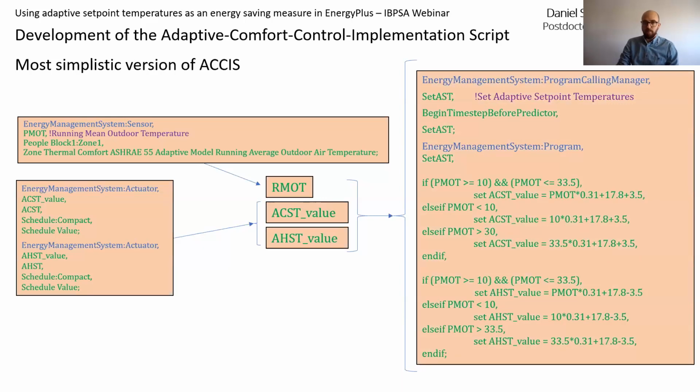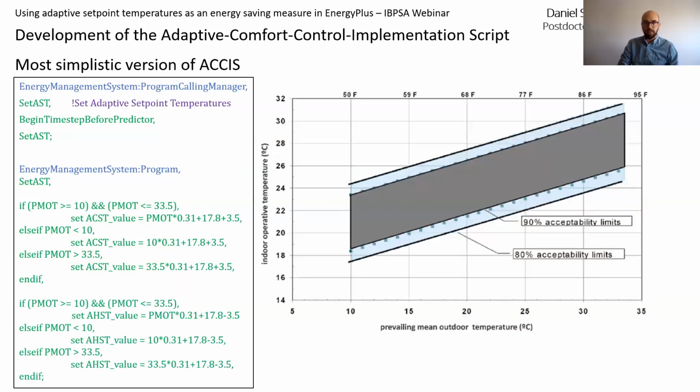Then an EMS program and a program calling manager objects are added, which control the calculation of the values and setting of the actuators depending on the PMOD sensor with 2 if blocks for the heating and cooling set point temperatures. So the program can be read as follows, considering the ASHRAE 55.